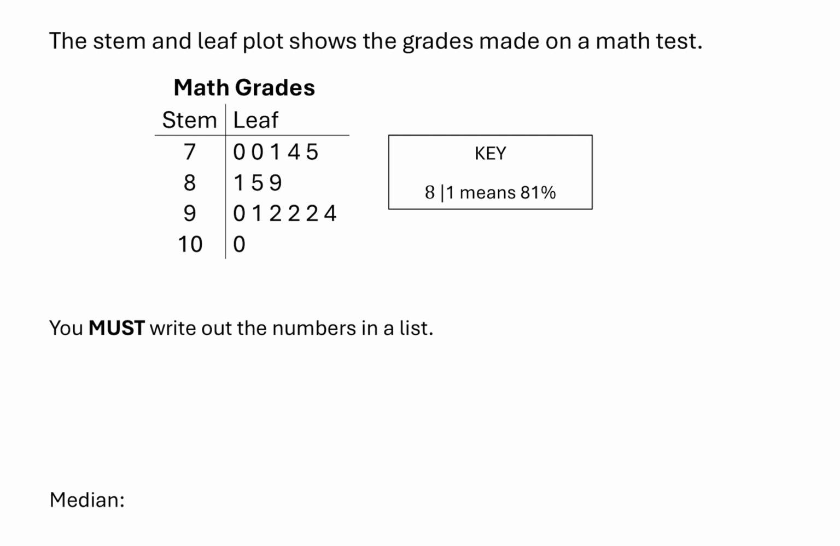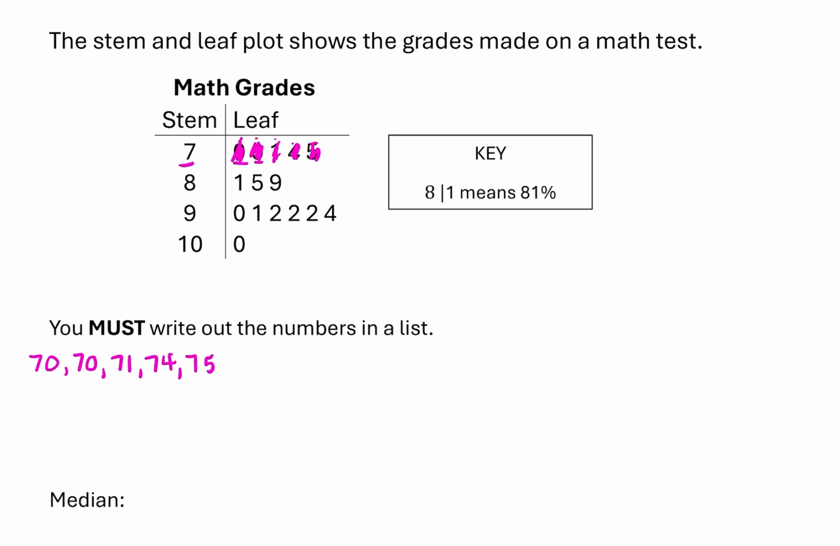To do that, we take the stem and the leaf. So we take a 7 and a 0, and that makes a 70. And I'm going to mark out that 0. So I have another one. So 7 and 0 gives me another 70. Mark it out. Then I have a 71, a 74, and a 75. So I'm going to mark all of those out. I should have 1, 2, 3, 4, 5 numbers.